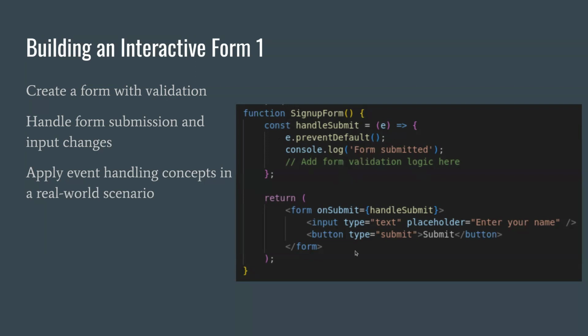So let's look at the given component. We have a SignUpForm component, and we have this form, and we already have handleSubmit attached on submit, and we already have a preventDefault, and we have a console log saying form submitted. So we want to add some form validation logic here. We have an input for name and a button of type submit. For those of you watching the recording, please pause your recording and work on this.